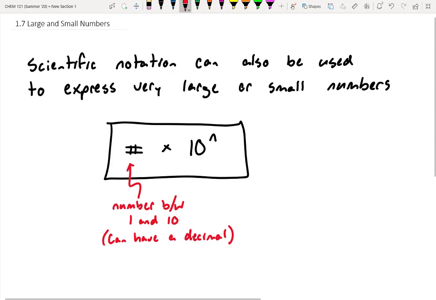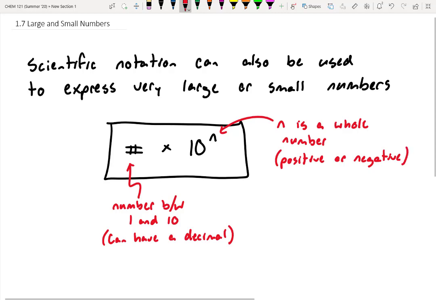It can have a decimal. In addition, over here, we've got this n value, and sometimes students look at me and ask, what does the n mean? In this case, n is a whole number, and it can be positive or negative. So it could be 1, 2, 3, 4, or even -1, -2, -3, or -4. But it has to be a whole number, meaning no decimals are allowed in that n spot. The reason we use scientific notation is it gives us orders of magnitude. So was it 10 times greater, 100 times greater, 1,000 times greater? We need to do that by using n values that are whole numbers. We don't want to use fractions or decimals there.